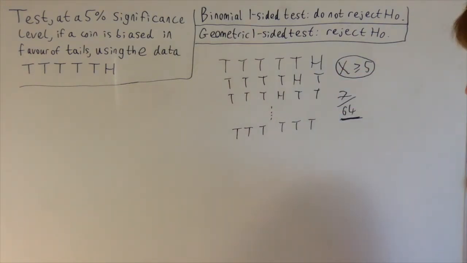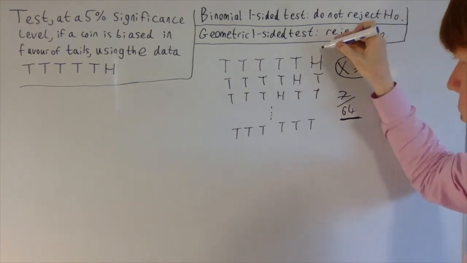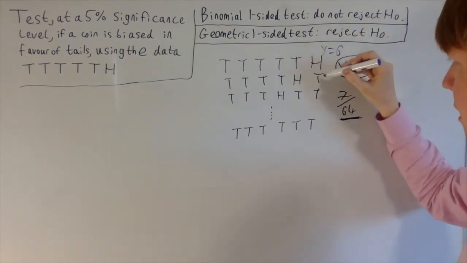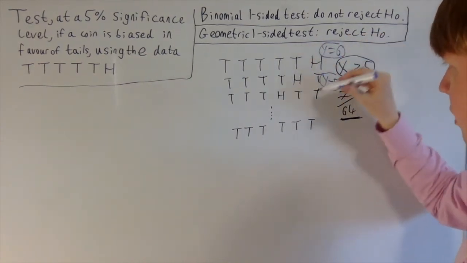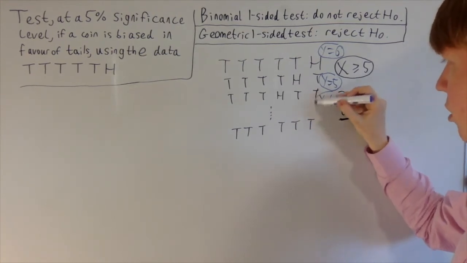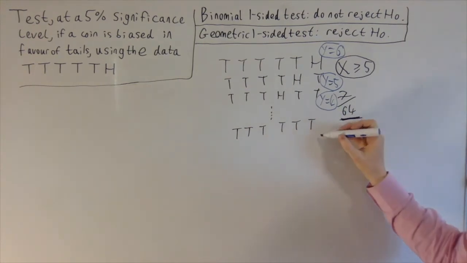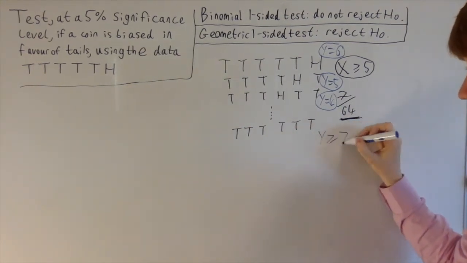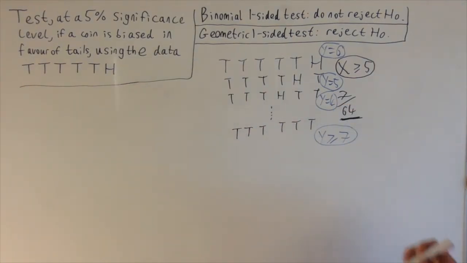But then in the geometric setup, you would treat this one as y equal to 6. Here y would be equal to 5 for this second one. This one we get heads on the 4th trial, so y would be equal to 4. And then for this one, getting 6 tails in a row, you don't know what y is, but you know that y is greater than or equal to 7. And then there are the ones that I've not drawn here, y equals 3, 2, and 1.